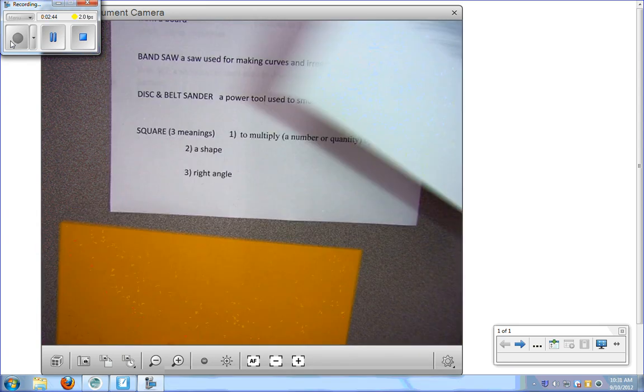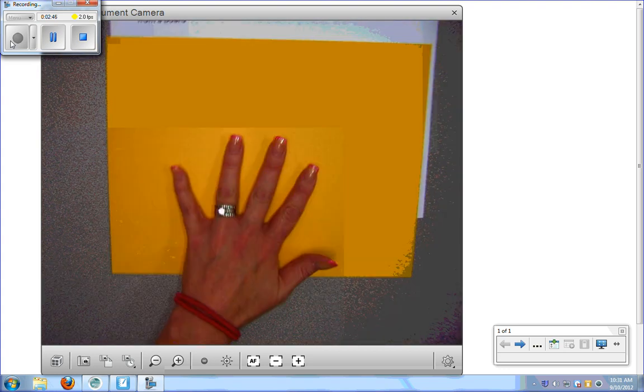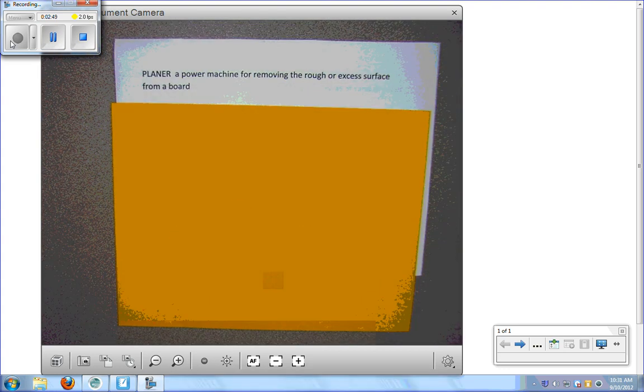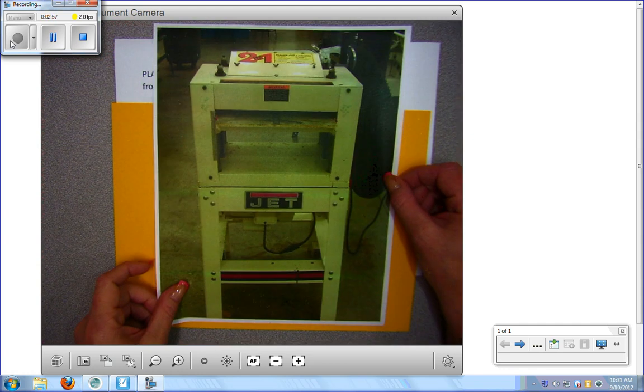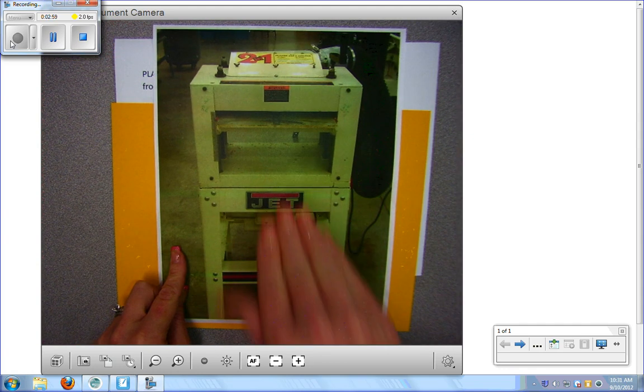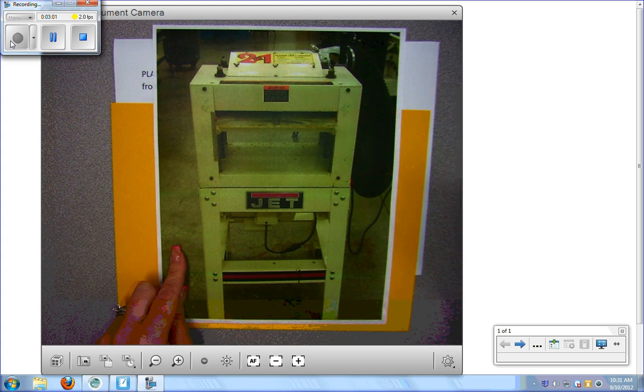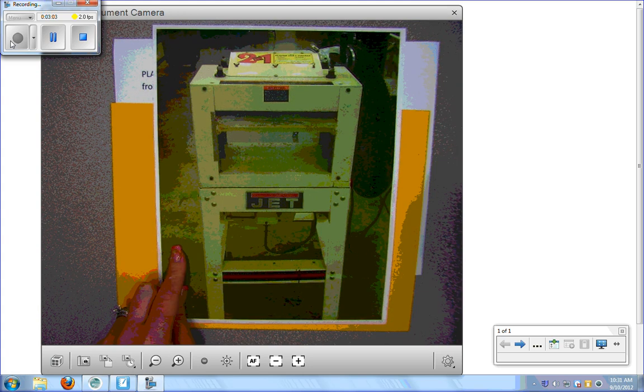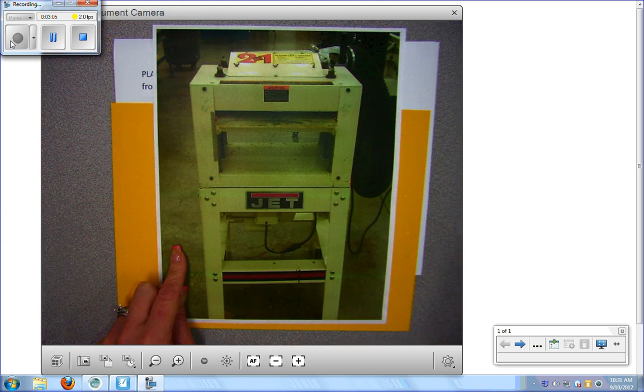The next vocabulary word that we have is a planer. Okay, a planer. What is a planer? Well, I happen to have another picture of it right here. A power machine for removing rough or excess surface from a board. This is our planer, and we basically take the wood, place it inside of there. There's a whole bunch of little knives that are moving around in there. And what it does is it cuts off thin layers of wood.